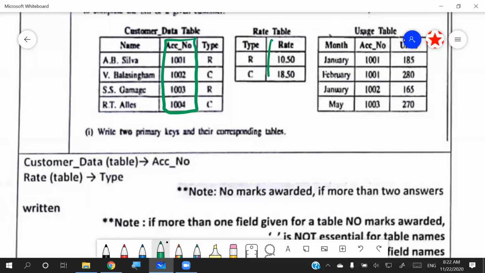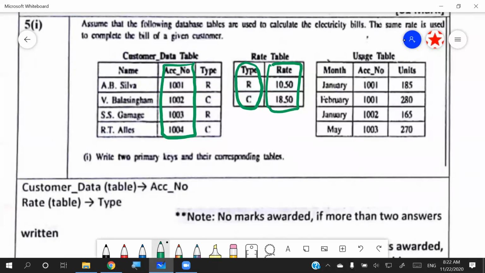Rate table, again, we are not going to take rate because it's a figure which can easily be a duplicate one. So then we are left with the type, right? When it comes to the usage table, month is there, account number is there, units are there. So units can be repeated easily.